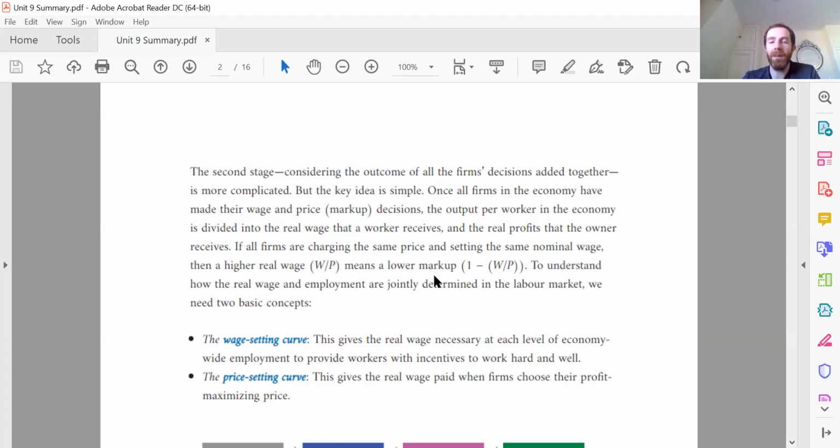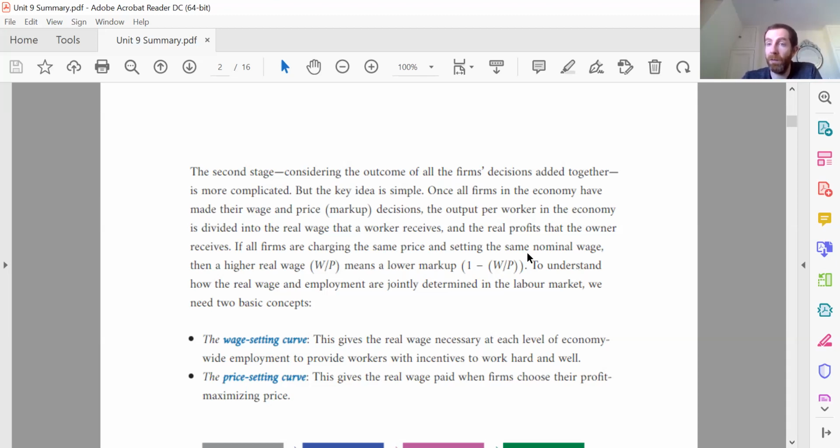then we consider, well, what is this going to mean for the whole labor market? And the thing we're interested in is, particularly from the worker perspective, what real wage is going to result? So the real wage is the nominal wage divided by the price level. And where is the price level coming from? Well, it depends on what prices all the firms are charging. But if they all charge the same price, then that is the price level. And where does the nominal wage come from?